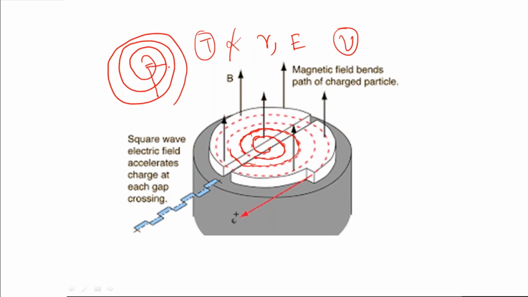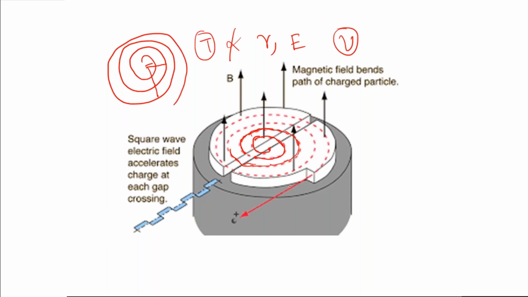And look, when it reaches our desired energy for the experiment, that means when it reaches the highest radius of this D, the charged particle is deflected by another magnetic field so that it goes out of the D through the exit. I'll show you here in your figure which is given in your book.